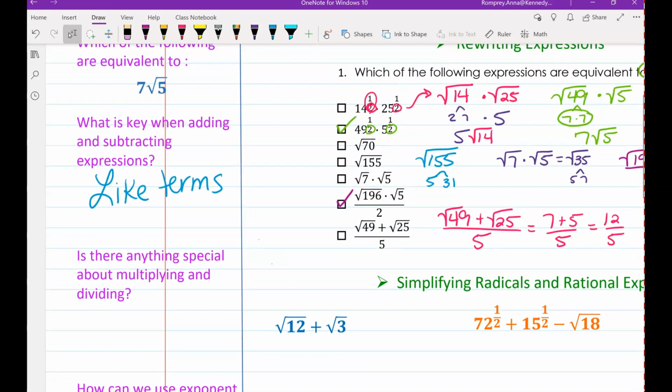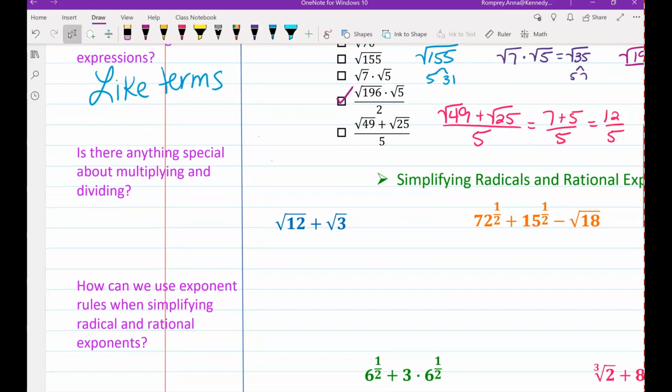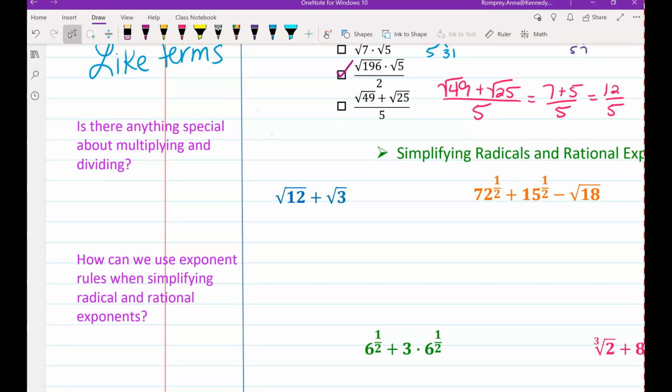Now, is there anything special about multiplying? That I want to go back to. So square root of 7 plus square root of 5. I cannot add those. They're not like terms. They don't have like bases. However, when it's square root of 7 times square root of 5, as long as they're both the same kind of root, so as long as they're both square roots or both cube roots, those you keep the root and just multiply what's inside. So our radicand. So is there anything special about multiplying and dividing? Well, yeah. They have to have the same root.